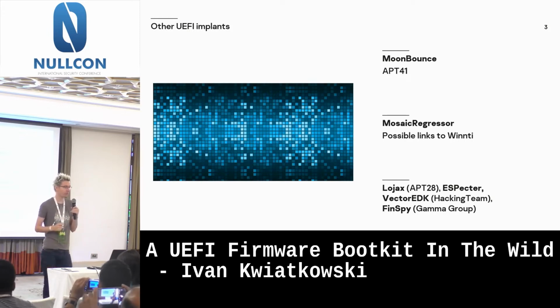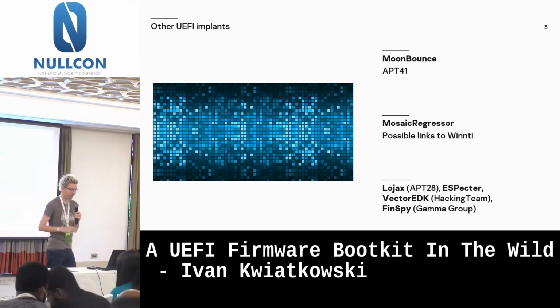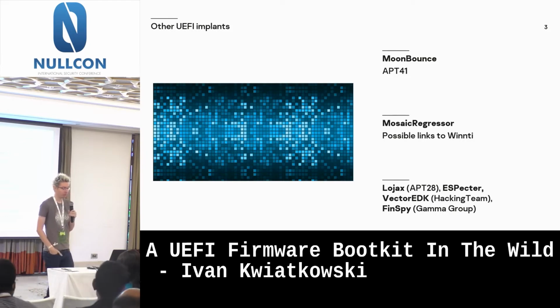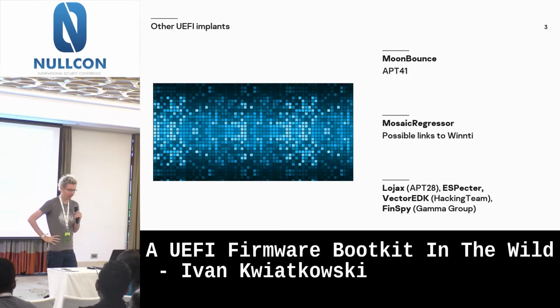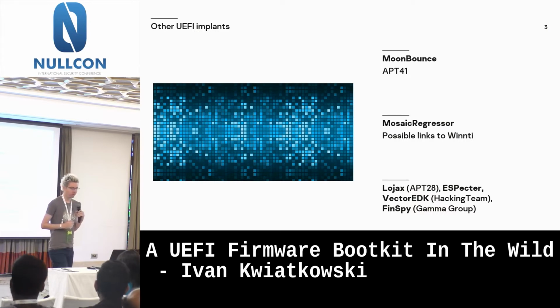We also have MosaicRegressor, which was discovered, I think, in January, or, well, at least it was in 2020. It's another one. And then there are a few others which, I think, do not infect firmware. For instance, LoJax. I think this one was related to some Russian-speaking APT, probably APT28. We also have eSpectre, or ESPecter. I'm not sure. This one was not attributed, I think, but there were strings in the Chinese language. And then you also have some commercial projects that come from either Hacking Team or Gamma Group.